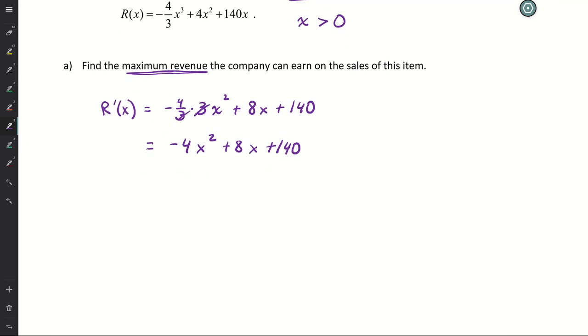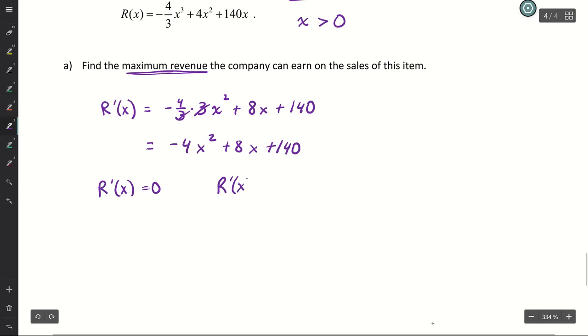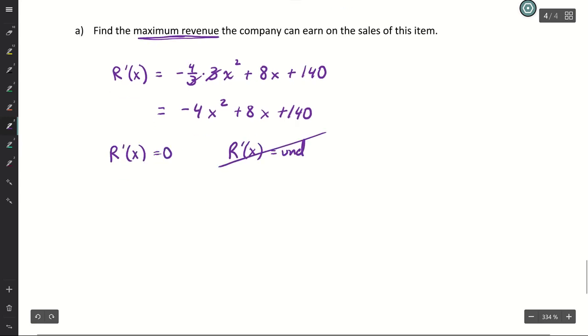And then from here, we're going to try to find the critical numbers. So where is the derivative equal to 0, or where is the derivative undefined? Because this is a polynomial, that's out. So we're going to set the -4x squared plus 8x plus 140 equal to 0.